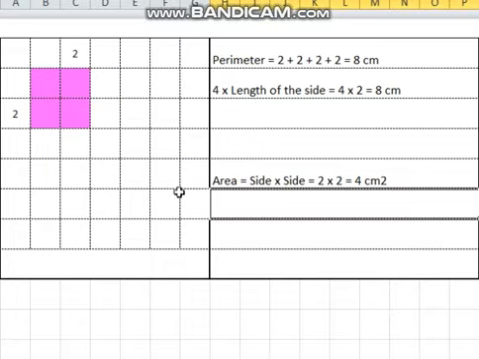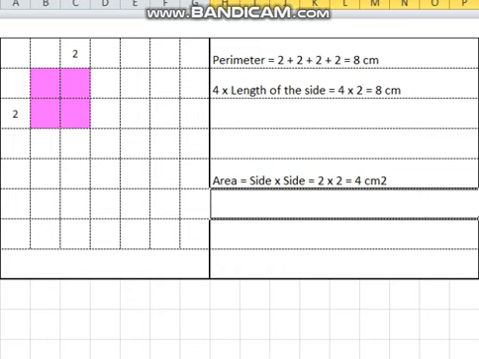And then for a square, this one is a square, right? The small square here. The perimeter is the same. Start from the upper left-hand corner here, and then you count 2 plus 2 plus 2 plus 2, and it becomes 8 centimeters. Or you can use 4 times the length of the side. Why 4? Because you have 4 sides, and all 4 sides are equal, so 4 times 2 becomes 8 centimeters. And then the area is side times side, 2 times 2, which is 4 square centimeters.